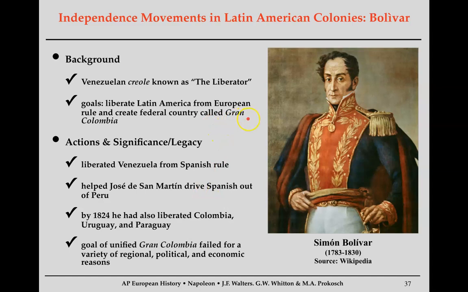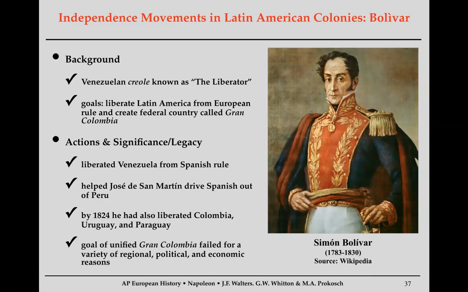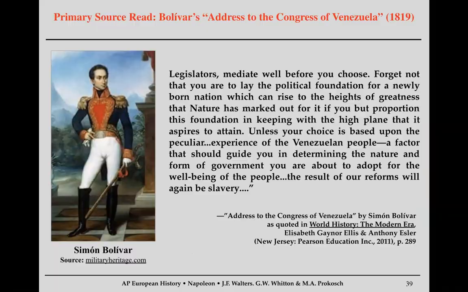But what's kind of neat is he created this country called Gran Colombia, which today makes up Venezuela, Colombia, Bolivia, and more. It actually did exist for a few years, but the problem was he tried to unify groups of people who were culturally different. And so Gran Colombia will cease to exist pretty shortly after his death. But still, it was a valiant attempt nonetheless to create a pretty large state in northern South America.